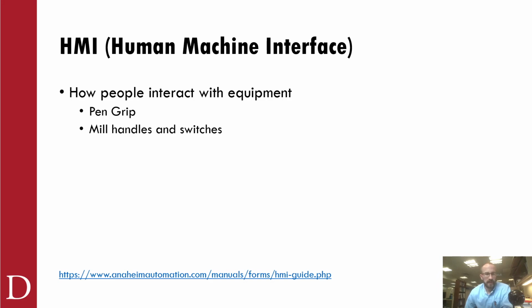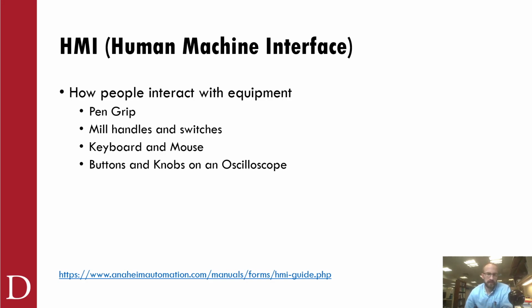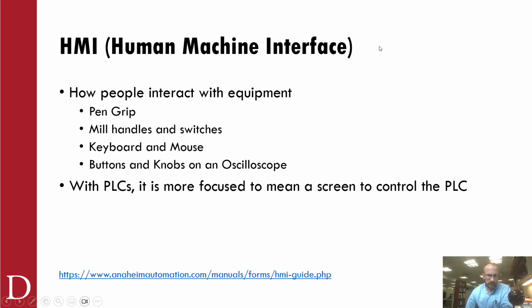How do you adjust the speed? Those kinds of things. Could be using a computer, right? The keyboard and mouse versus a trackpad. What are the different ways that you interface with that machine? Could be the buttons and knobs on an oscilloscope. So anytime you're interacting with a piece of equipment, you are using some human-machine interface. When we talk about PLCs, this is more to mean a screen that either provides information to the user or takes input from the user to work through providing instruction or changes to the PLC itself.